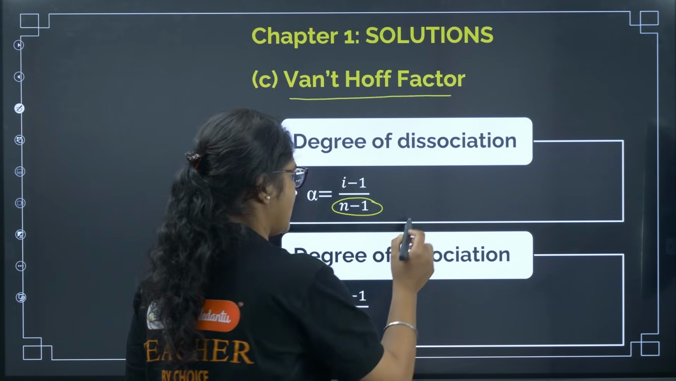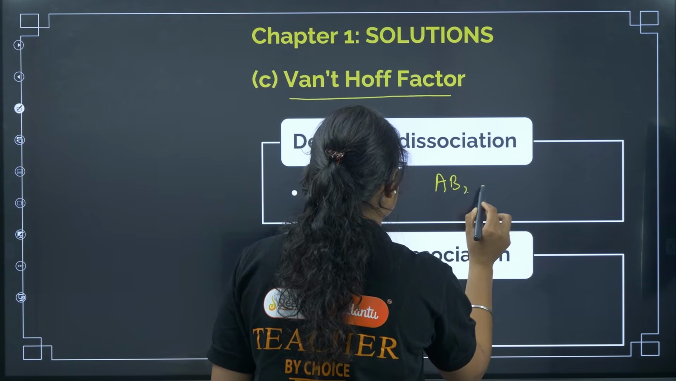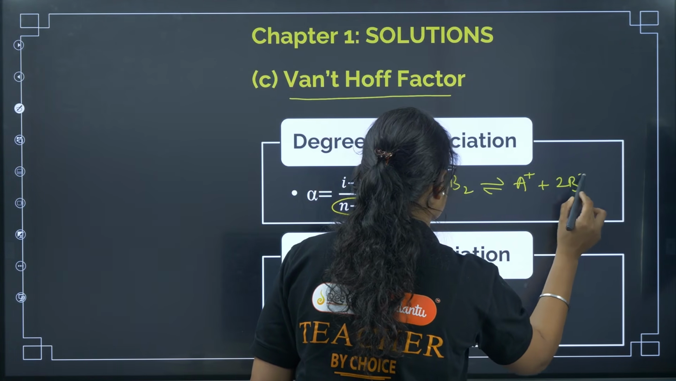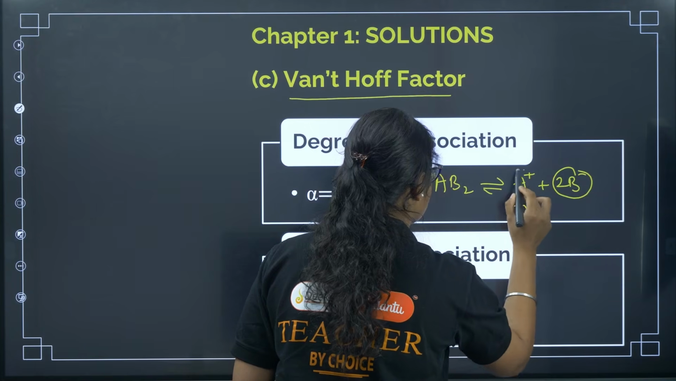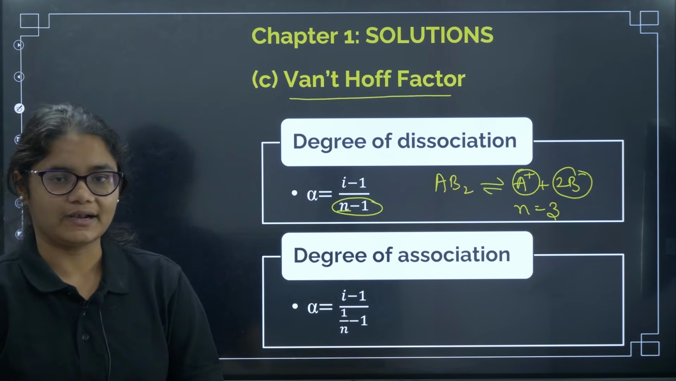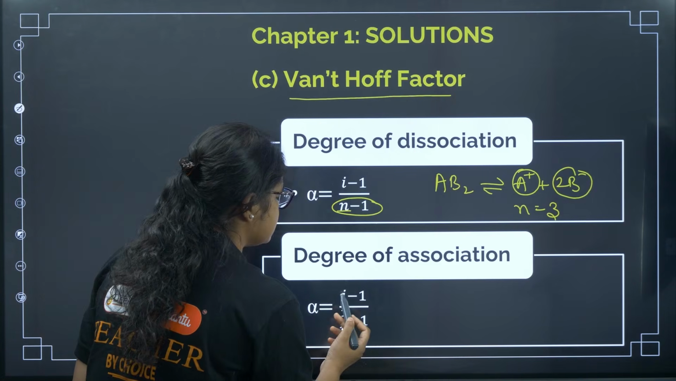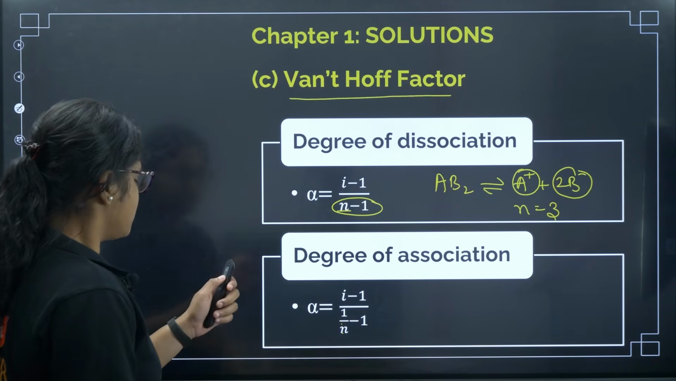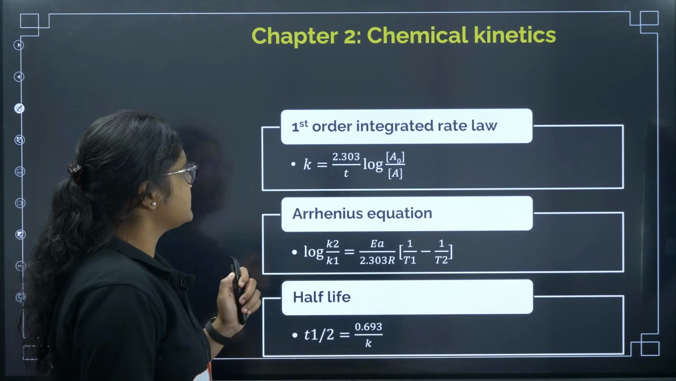For example, if you have AB2 ion, it dissociates into A plus and 2B minus. So number of ions produced is 2 here and 1 here, that is 3. So n minus 1, n value will be 3 in that case. Similarly, association is (i minus 1) divided by (1 by n minus 1). So these were the important formulas from the chapter solutions.